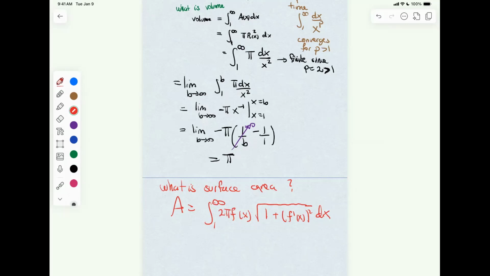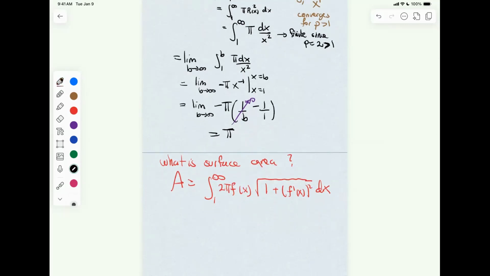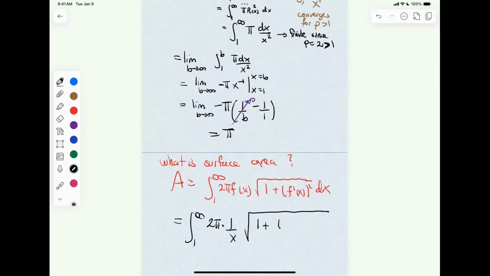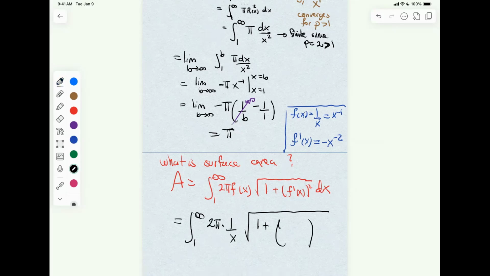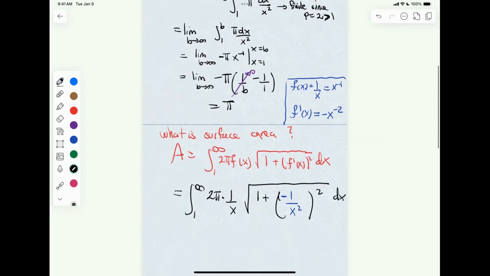Then let's plug in and see what happens. This would be the integral from 1 to infinity of 2 pi f of x. f of x in this case is 1 over x, and then the root of 1 plus... Maybe I should write it here as an aside. If f of x is 1 over x, which is x to the negative 1, what is f prime of x? That is negative x to the negative 2. Otherwise, if I do it inside the integral, it's a bit too messy. So it is minus 1 over x squared, dx. The minus doesn't matter because everything will get squared, but still, you should put it.